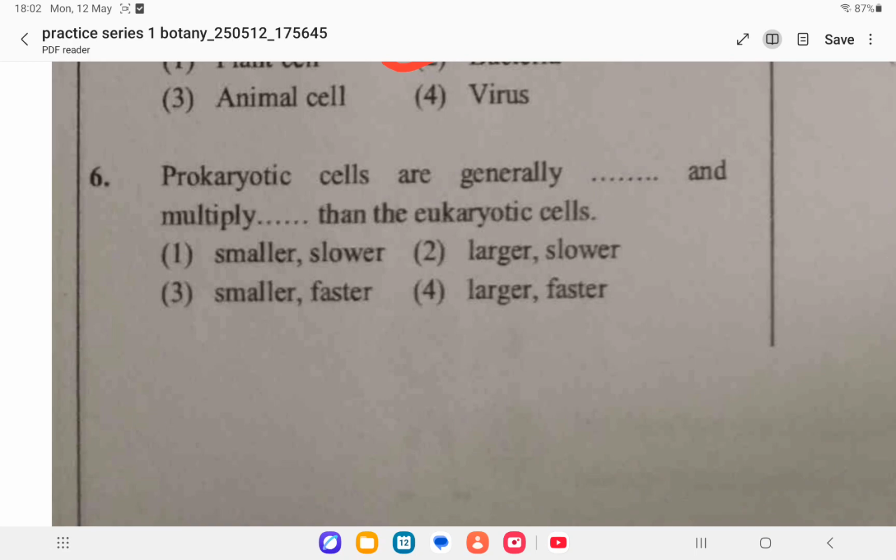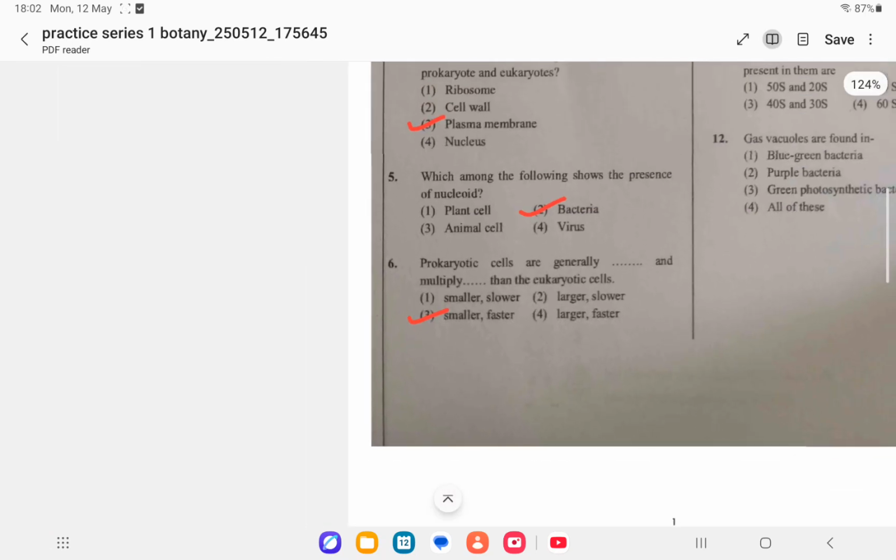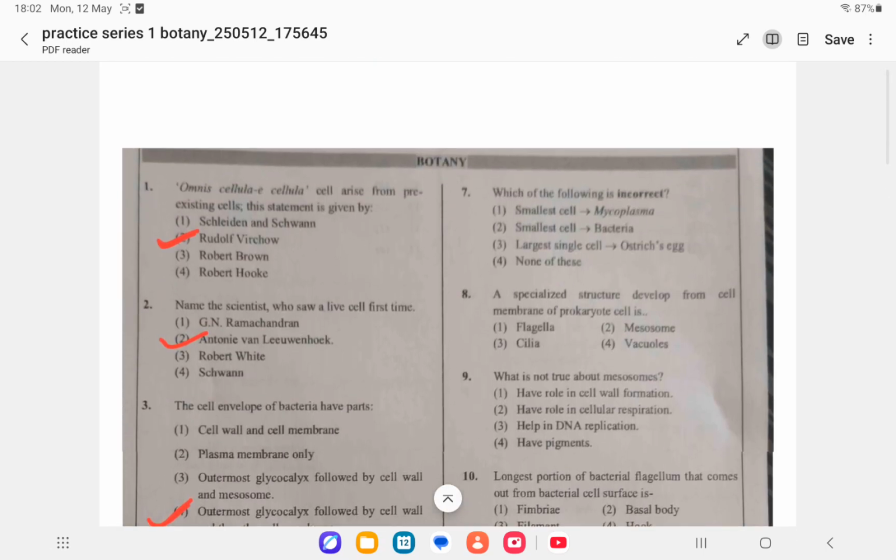Prokaryotic cells are generally dash and multiply dash than the eukaryotic cells. Answer is option 3. Prokaryotic cells are generally smaller and multiply faster than eukaryotic cells, because eukaryotic cells are well defined, whereas prokaryotic cells are primitive, so they can multiply faster. Let's move forward to the next question, the seventh one.